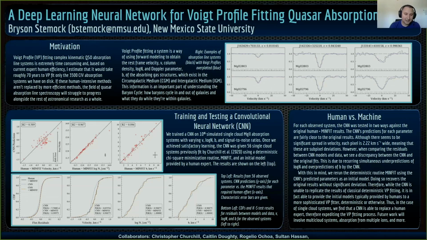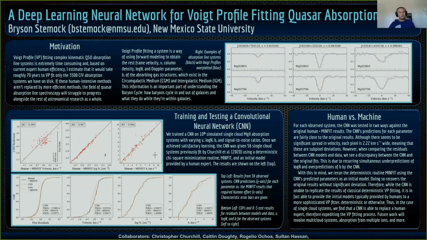If we look down at the cumulative distribution functions, here we have the CDF for residuals. That's the difference between the model and the data here. We have velocity, column density, and B parameter, once again, moving from left to right. For the column density and B parameter, the CNN on its own does a pretty good job replicating the human and MinFit's results. However, when we look at the residuals, we find that the CNN very typically underpredicts on column density and B parameter, which gives us a shallower profile than we actually see in the data.